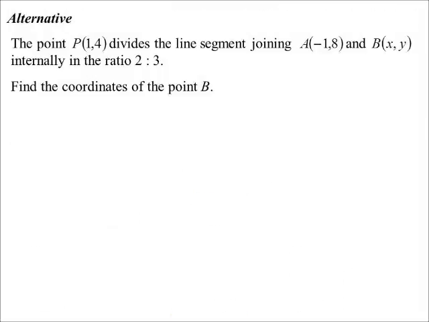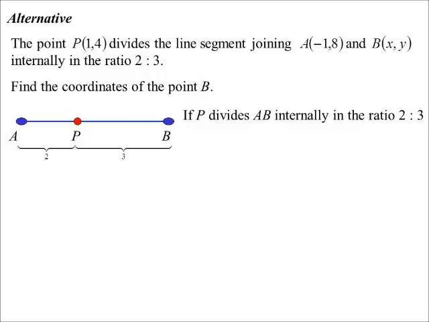Okay, next type. An alternative way of doing that same question. Remember that question was, the point P divides the line segment AB internally in the ratio 2:3. If I just draw myself up a picture here. AB, P divides AB internally in the ratio 2:3. So I'd place P somewhere like that. That's the ratio 2:3.